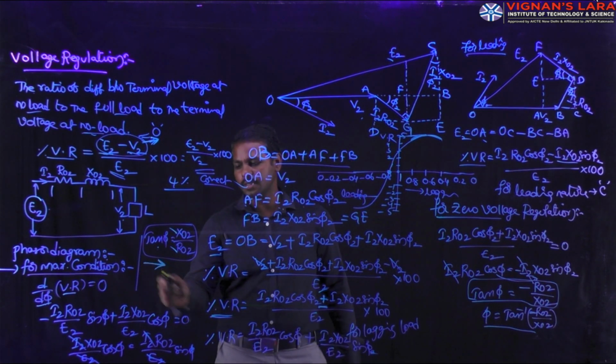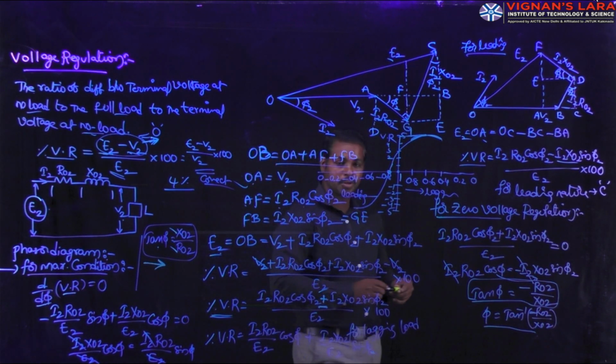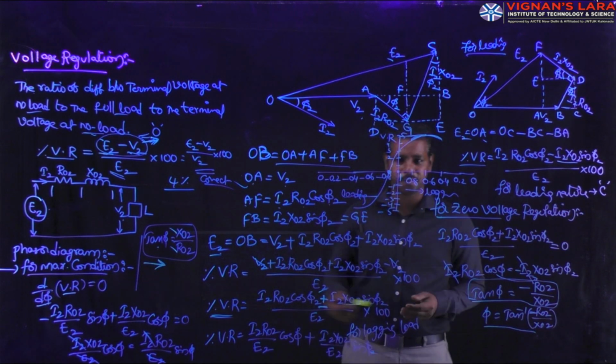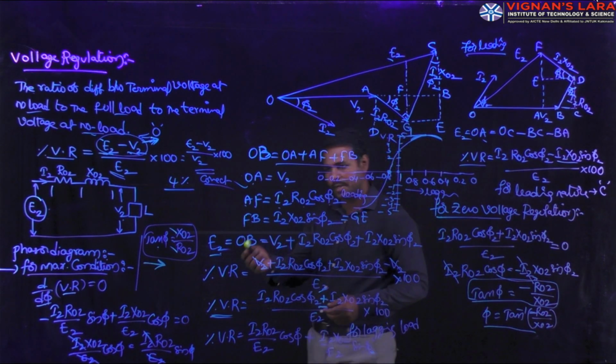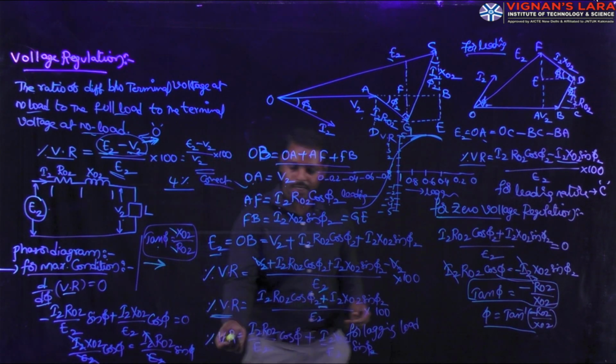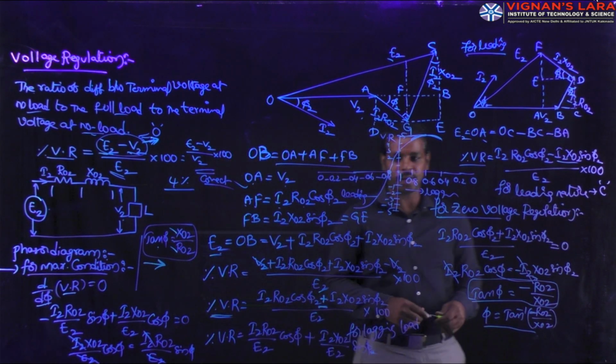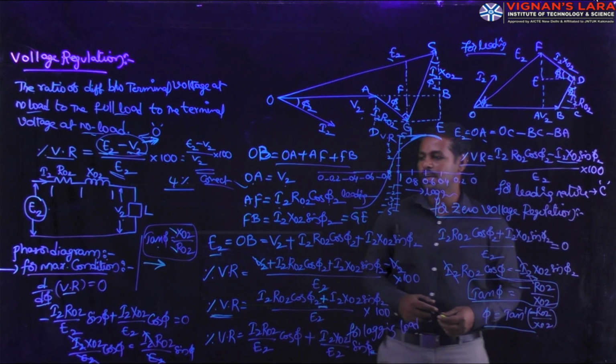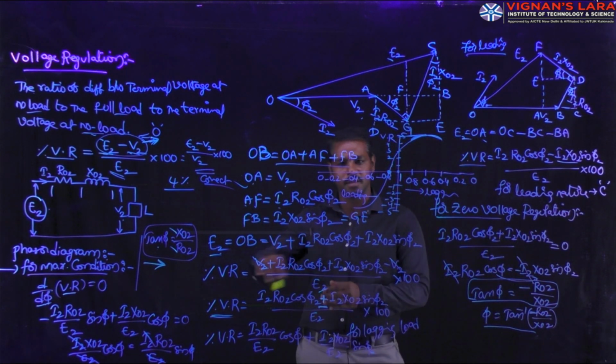From the next class onwards, we will discuss problems on the EMF equation of a transformer, phasor diagrams of a transformer and equivalent circuit, and finally voltage regulation of transformers. These are all the topics to be discussed related to the problems.